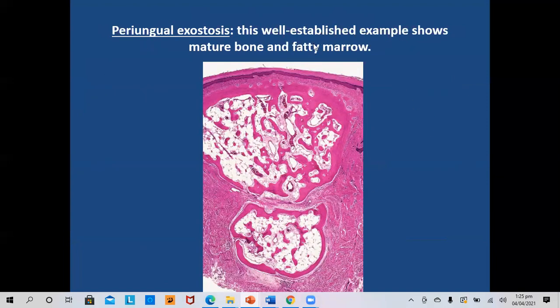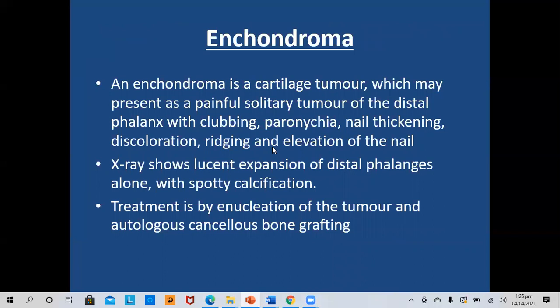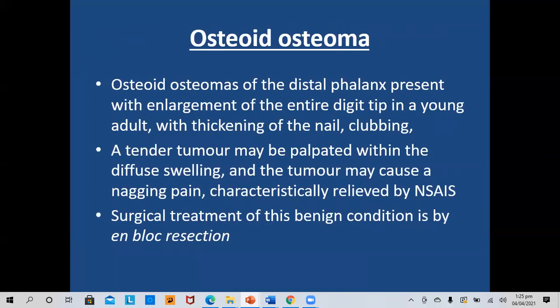Periungual exostosis. Well-established examples show mature bone and fatty marrow. Enchondromas. Enchondroma is a cartilage tumor, which presents as a painful solitary tumor at the distal phalanx with clubbing, paronychia, nail thickening, discoloration, ridging, and elevation of the nail. X-ray shows loosened expansion of the distal phalanx with spotty calcification. Treatment is enucleation of the tumor and autologous cancellous bone grafting if required.